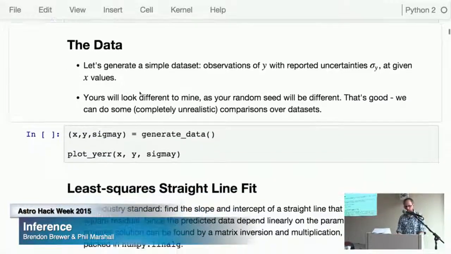So imagine we have a data set. We're going to make it ourselves, but it's going to be observations of some observable y with reported uncertainty sigma y at given x values.